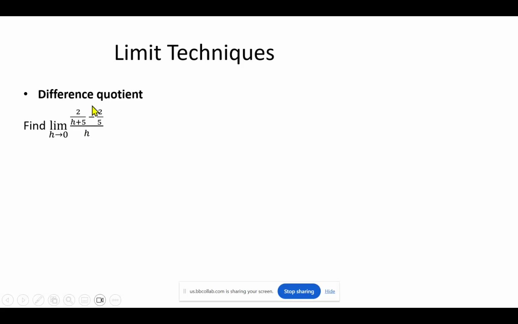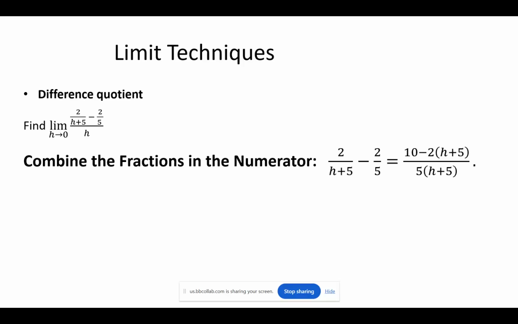When we want to find limits that have fractions, my indication is always to try to do a little bit of algebra, like simplify. What would be something that we could do of algebra? Well, I have two fractions on the numerator. I could simplify them by getting the common denominator.